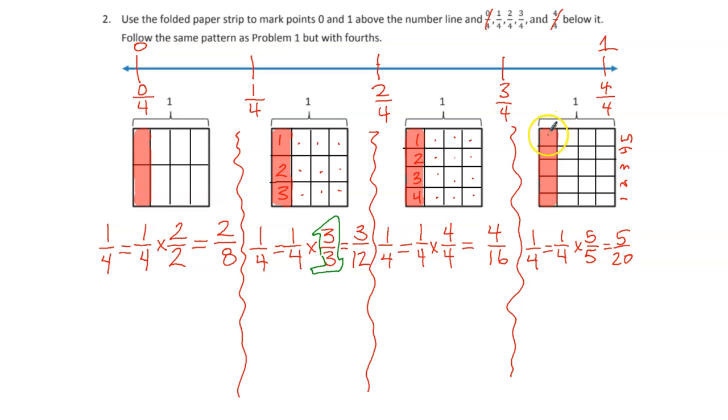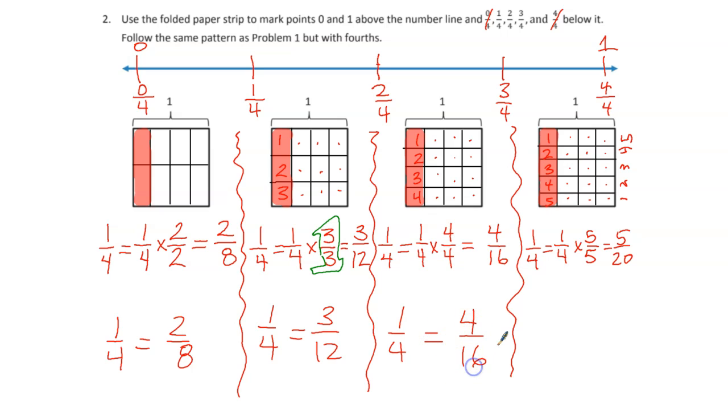Once again, here's my 1/4. This is red, and it's the same thing. It's my 1, 2, 3, 4, 5 out of 6, 7, 8, 9, 10, 11, 12, 13, 14, 15, 16, 17, 18, 19, 20. So all of these fractions are once again equal. 1/4 equals 2/8. 1/4 equals 3/12. 1/4 equals 4/16, and 1/4 equals 5/20.